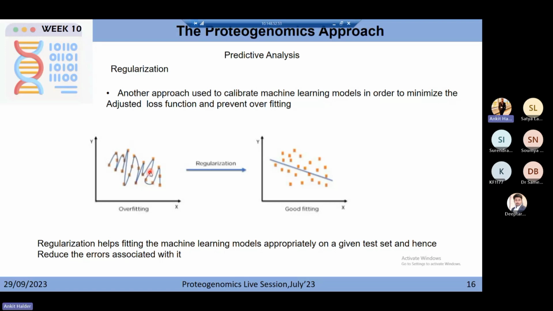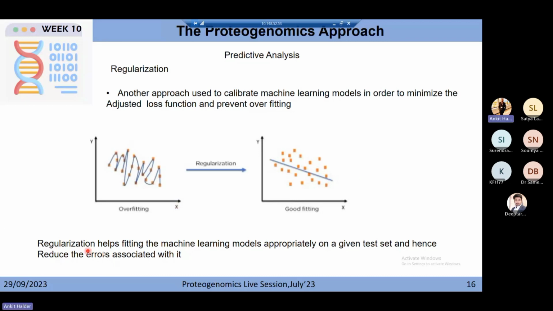Here you can see that this model is overfitting; in these data sets, the equation that has been taken is overfitted. Regularization is a kind of calibration method. I am hopeful that you all perform calibration in various things, like pH meter calibration. In a similar way, it is used to calibrate these machine learning models in order to minimize the adjusted loss function and prevent overfitting. After regularization, you can see this is the best possible fit. Otherwise, without regularization, your model would go on connecting all those data points. But after regularization, you get a good fit which separates your two classes.